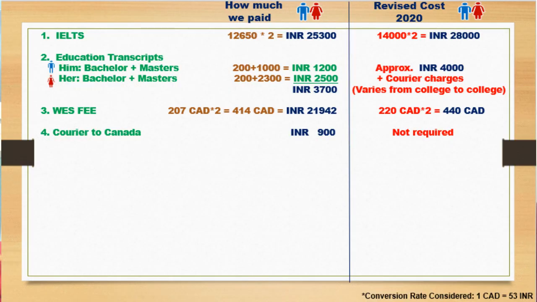So step 4 is the cost of sending the consolidated documents to WES. So for us this cost came out to be rupees 900 and we went ahead with DHL.